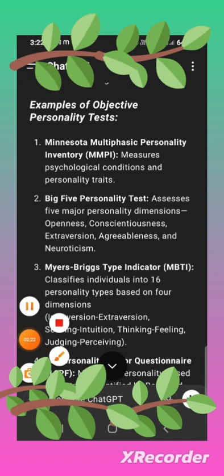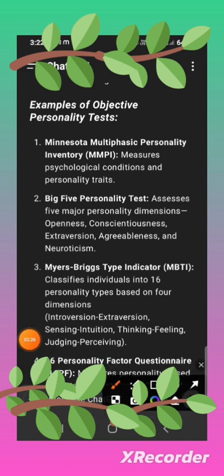Examples of objective personality tests: Minnesota Multiphasic Personality Inventory (MMPI). One of the most widely used personality tests in clinical psychology, it measures emotional and psychological disorders and contains over 500 true or false questions. Next, Big Five Personality Test.